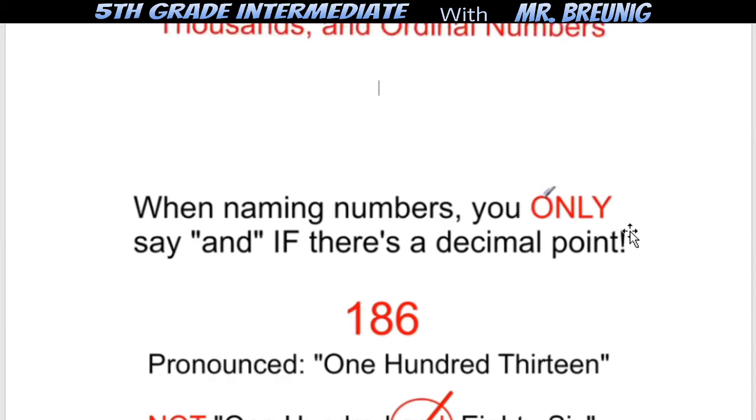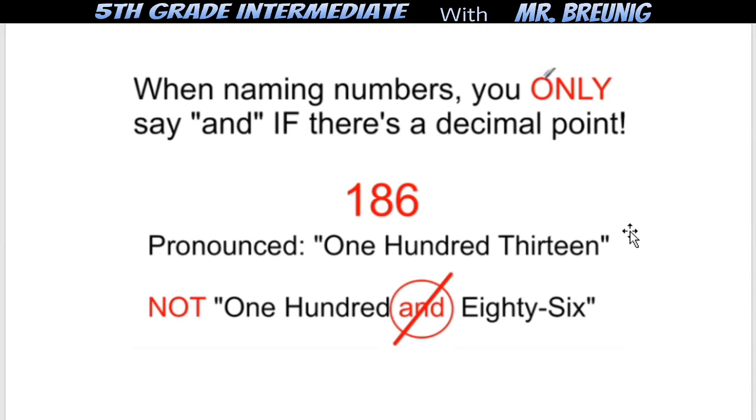I'm going to go ahead and start off with a little bit of review from the other day, reminding you that when we name numbers, you only say "and" if there is a decimal point. So this is pronounced 186. It is not pronounced 186 and, and as you know, you will catch Mr. Bruning making that mistake, and I expect you to call me out.